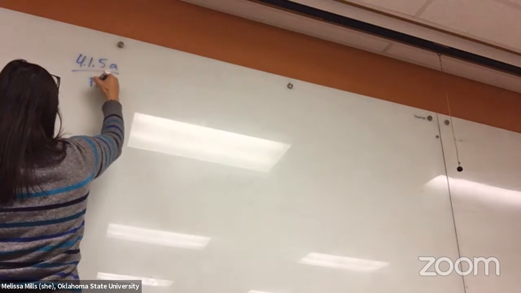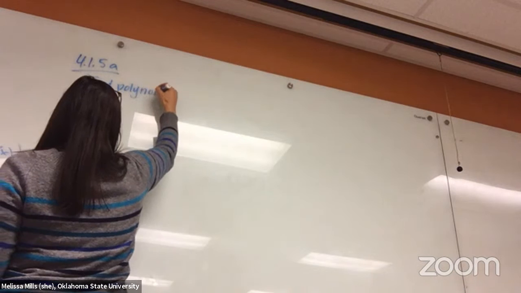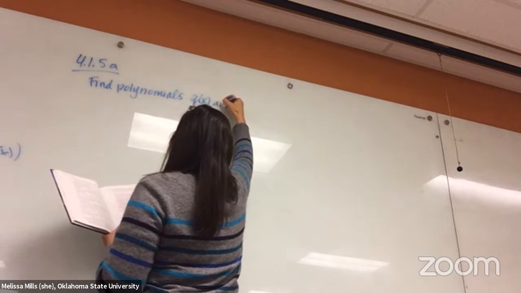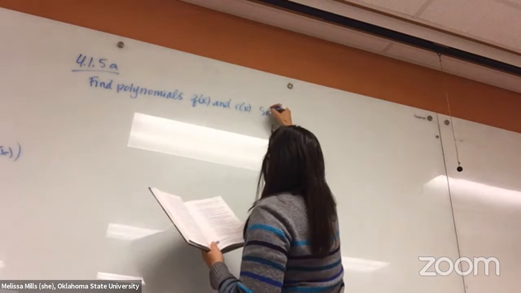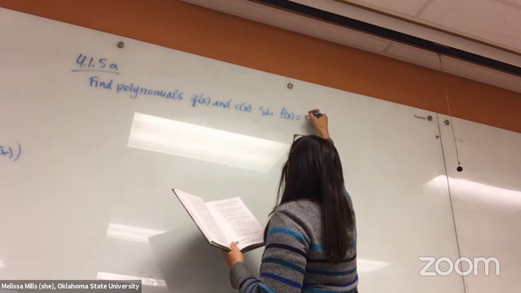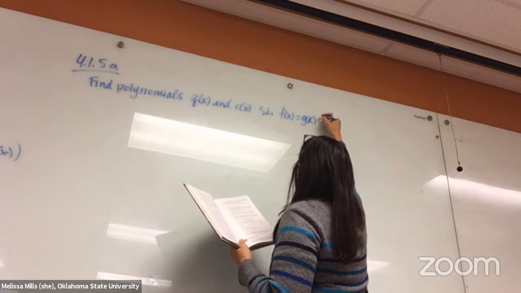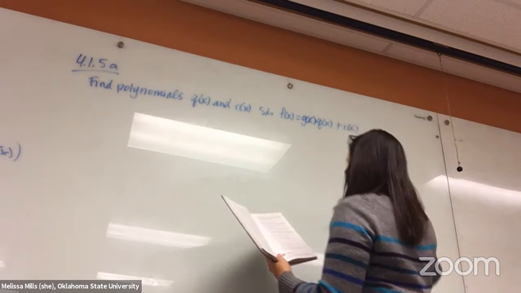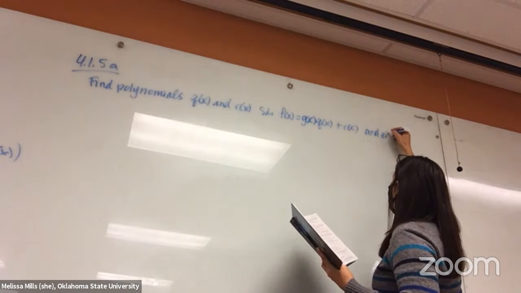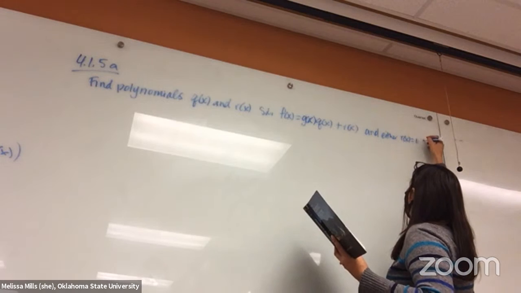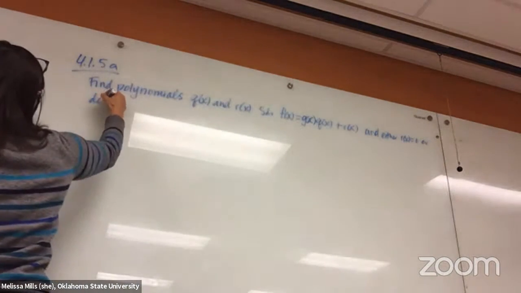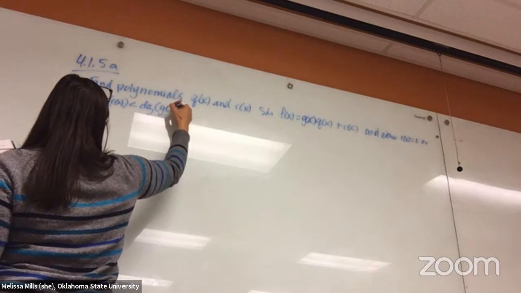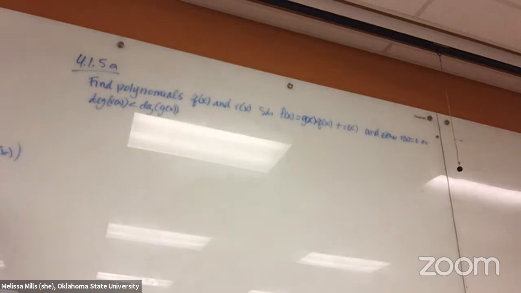So we're going to find polynomials Q of X and R of X such that F of X equals G of X times Q of X plus R of X, and either R of X equals 0 or the degree of R of X is less than the degree of G of X. So we're just finding the Q and R from the division algorithm.